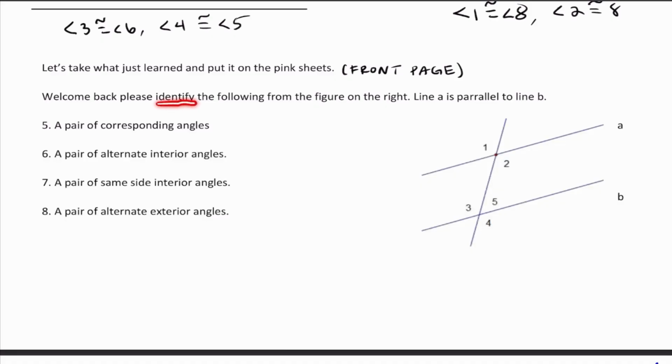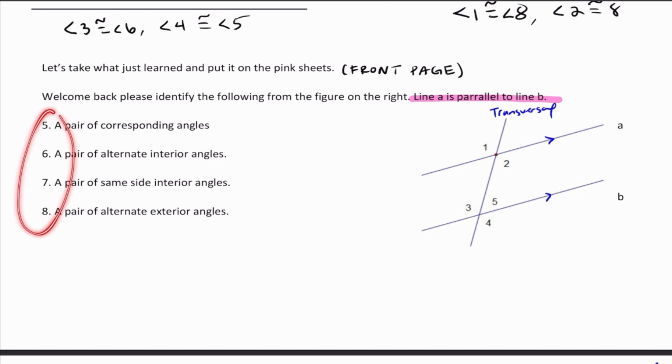Welcome back. We're going to identify the following from the figure on the right. Line A is parallel to line B, and yes, I know that this is a typo here. It should have only one R. So here's line A, here's line B. These two lines are parallel to each other because it's stated in the problem itself. So we have parallel lines cut by a transversal. And remember, the transversal is the line that cuts. So when you have parallel lines cut by a transversal, you have angles being formed.